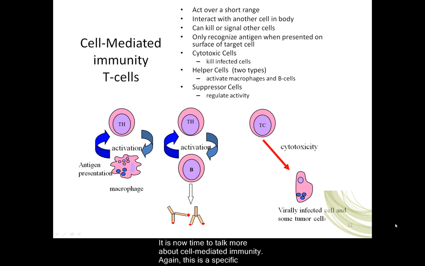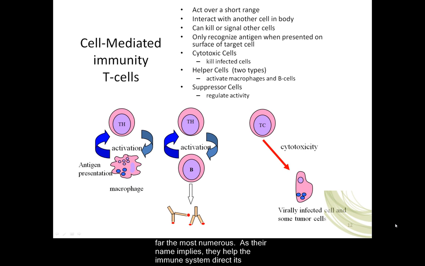It is now time to talk more about cell-mediated immunity. Again, this is a specific branch of acquired or specific immunity that arises through T cell action. There are three main T cells: cytotoxic T cells, helper T cells, and suppressor T cells. Suppressor T cell function is not well understood, but we do know they are capable of suppressing the functions of cytotoxic and helper T cells. They prevent the cytotoxic T cells from generating excessive immune reactions that could destroy healthy surrounding tissue.